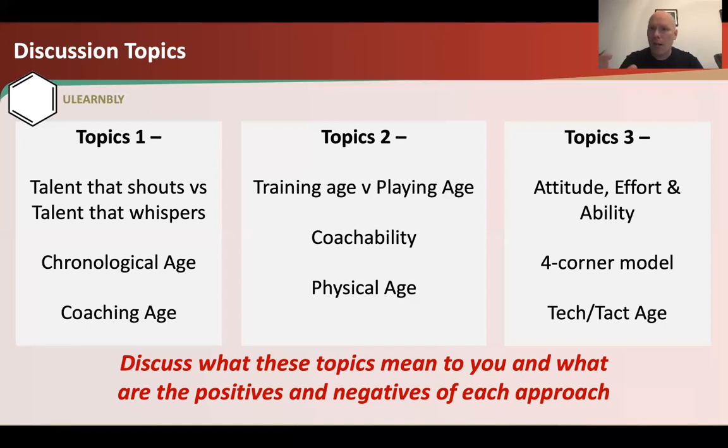High performing talent versus potential, performance versus potential. You might have players who are high performing but low potential, and equally low performing but high potential. So how do you go into that? Attitude, effort, and ability. What do we mean by that? What do we mean by attitude, effort, and ability? Four-corner model or five-corner models and so on, technical, tactical age. So again, there's a host of different topics that you can discuss and really explore. I really encourage you to start to think about what we mean by these terms, and whether we have a clear definition in our own mind of what we mean.